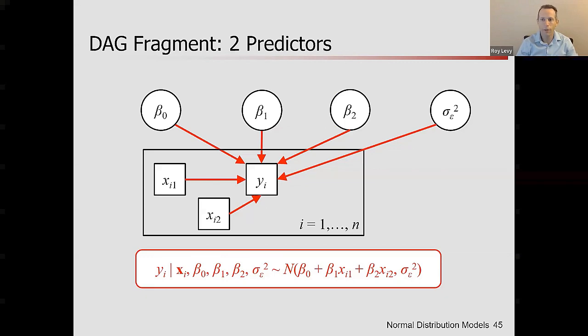Here is a fragment, that is a portion of the graphical model that just pertains to this situation, where I have two predictors. So you can see all the arrows are flowing into the node for y, the outcome variable. X influences y, or y depends on x, the first predictor, and the second predictor. And what we're making explicit is that there are parameters too: intercept, slope for the first predictor, slope for the second predictor, and error variance.